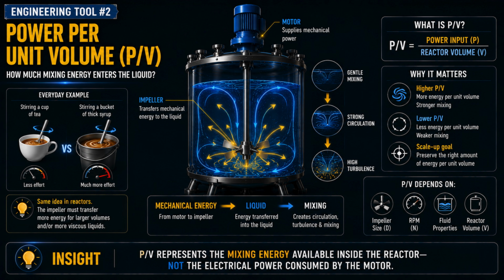In a reactor, the same idea applies. The impeller transfers mechanical energy into the liquid. That energy creates circulation, turbulence, and ultimately, mixing. The more energy transferred into each unit volume, the stronger the mixing becomes.